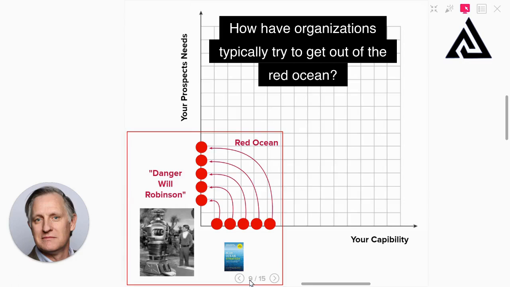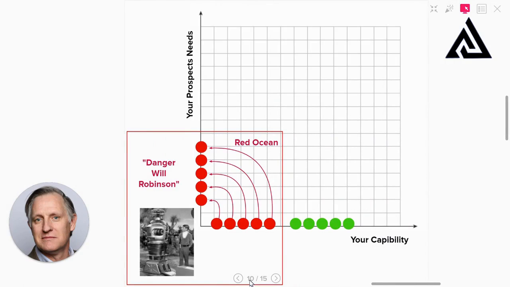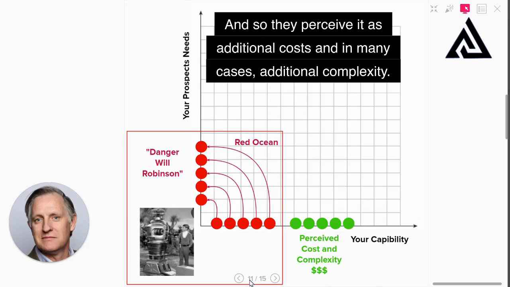How have organizations typically tried to get out of the red ocean? Well, they tend to try to sell additional capability, whether it be value add, something else that the other competitors don't do. The problem with that approach is the prospect now doesn't think they need that additional capability, and so they perceive it as additional costs and, in many cases, additional complexity.